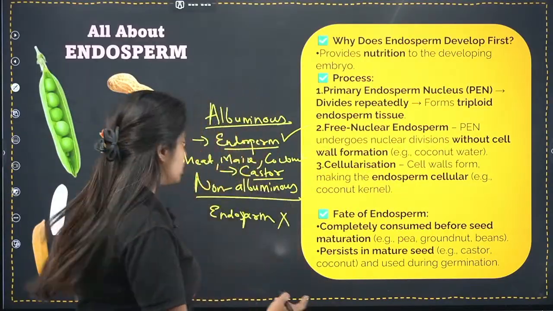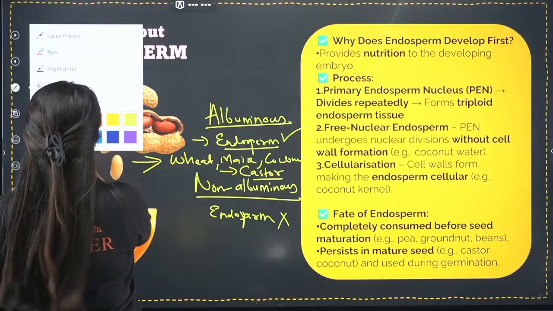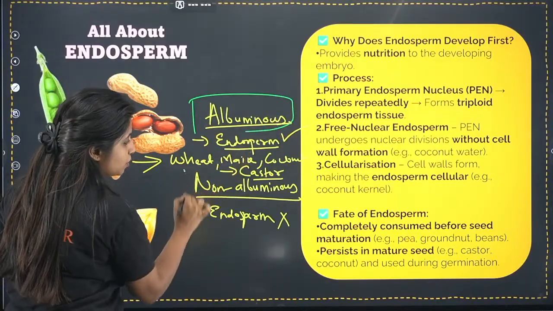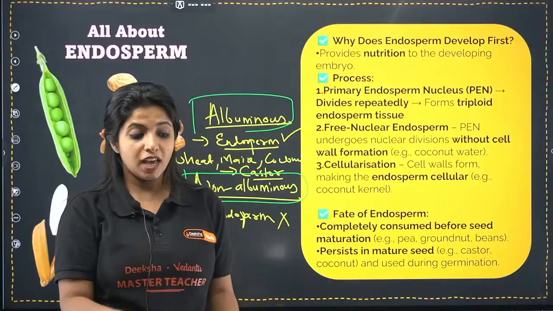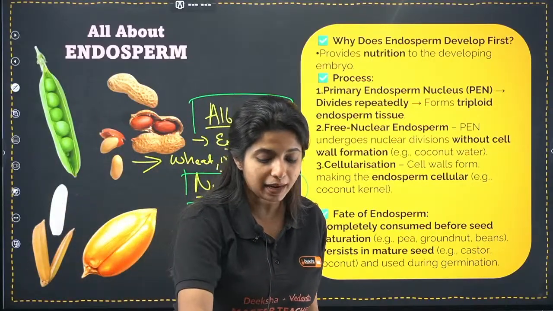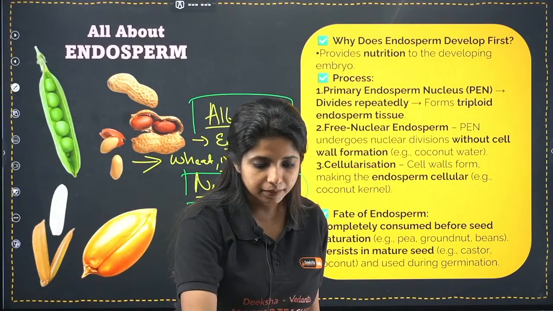Now the next question is, what are the non-albuminous ones? Non-albuminous ones means they do not have any endosperm left behind. Can you tell me the name of the ones which do not have any endosperm left behind? Any idea?